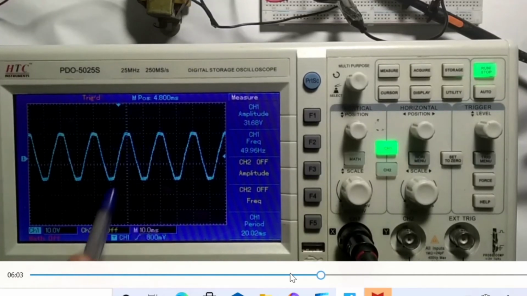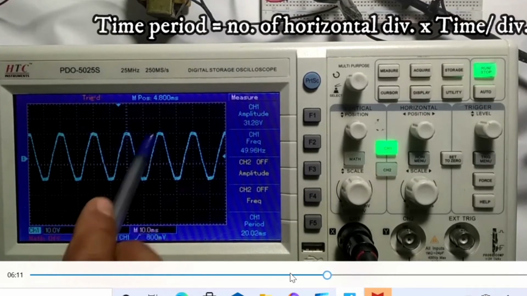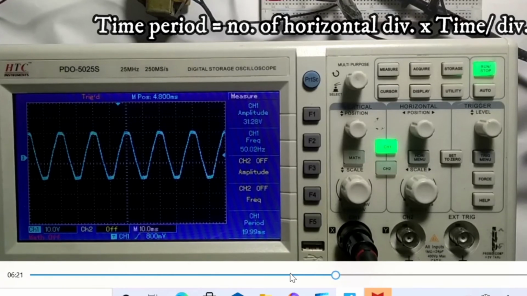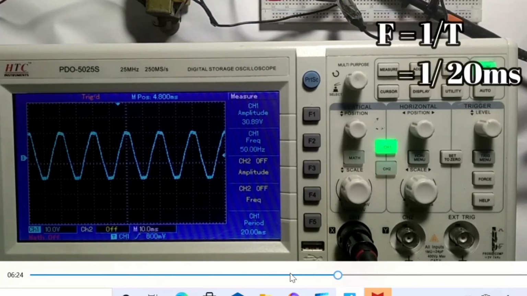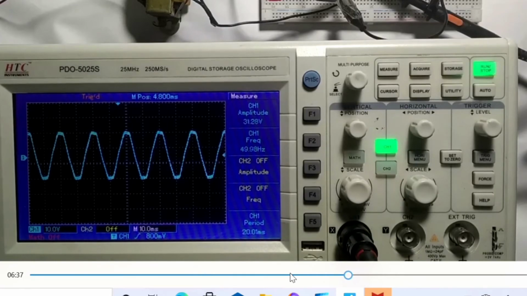Let us observe from the first half to the second half. It is 10 millisecond per division. So the number of horizontal divisions is 2, into time per division. So the time period equals number of horizontal divisions into time per division, which is 20 millisecond. Frequency is 1 by 20 millisecond, which gives 50 hertz. It is already shown in the DSO also.